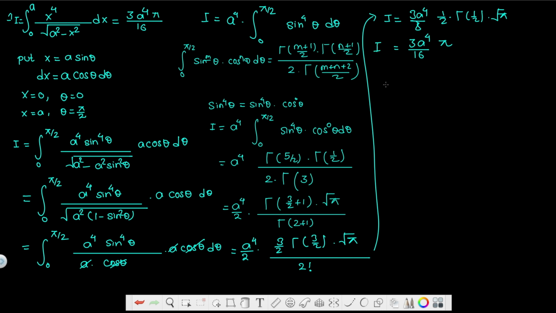Our integral from 0 to a of x^4 over the square root of a squared minus x squared dx equals 3a^4 times pi over 16.